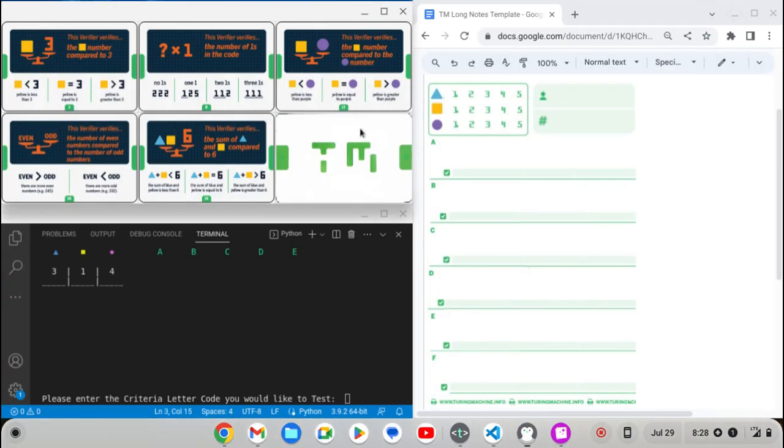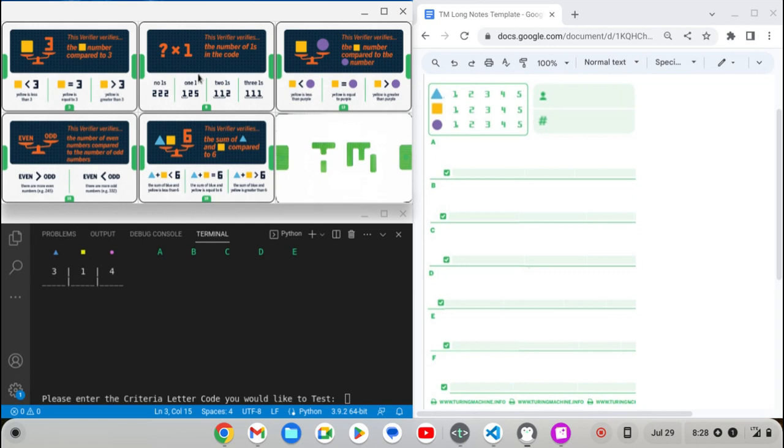So in the grid above, we've got our 5 criteria cards. On the top row, we've got criteria card A, criteria card B, and criteria card C. On the bottom row, we've got criteria card D and criteria card E. Criteria card A looks at our middle digit, our square digit, and compares it to the number 3. Should the value of square be less than 3? Should it be equal to 3? Or should it be greater than 3?